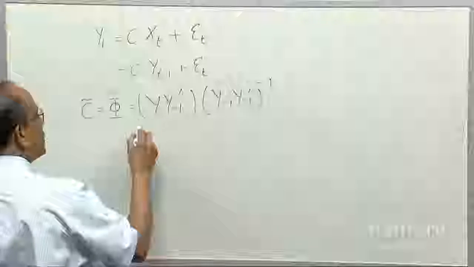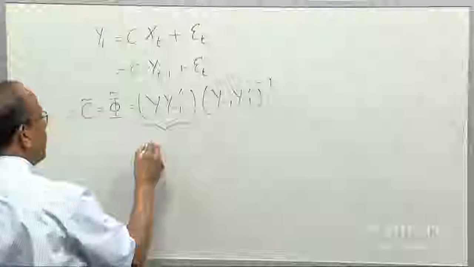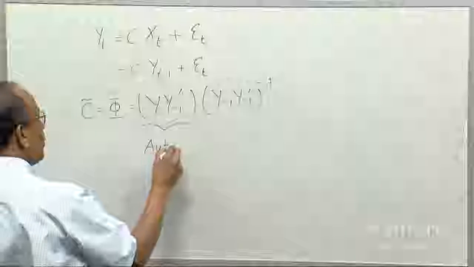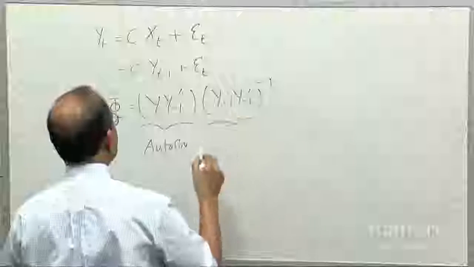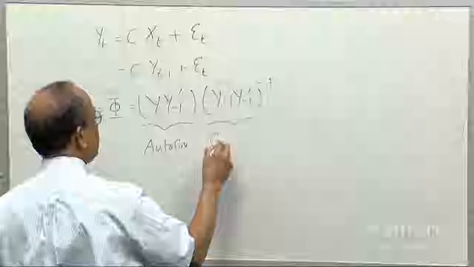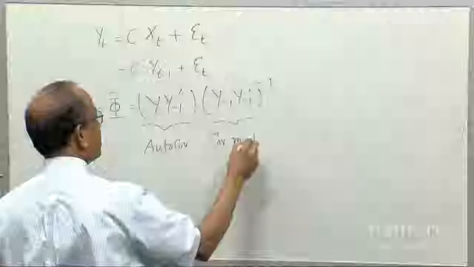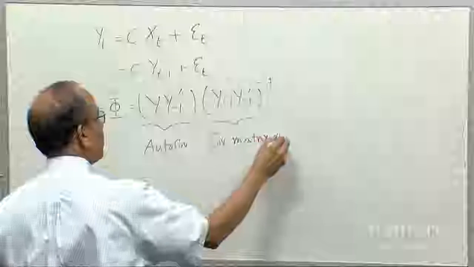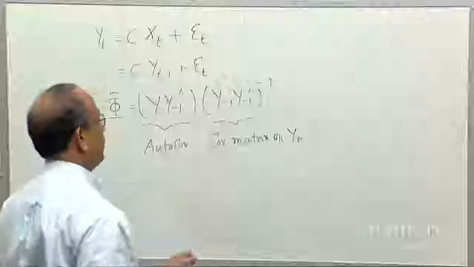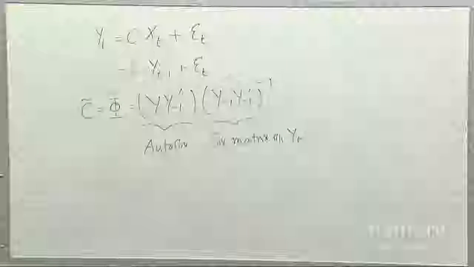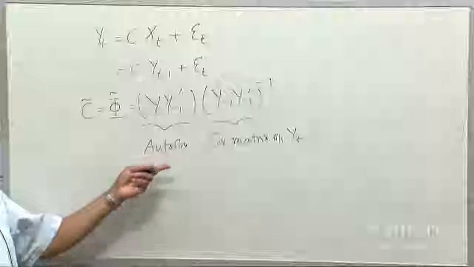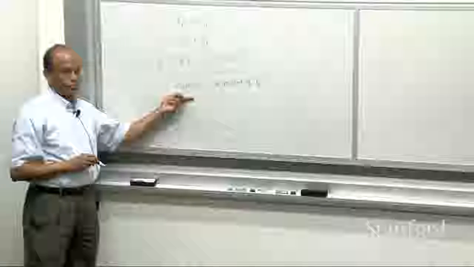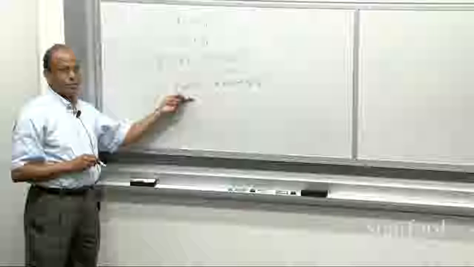This is the auto covariance matrix, and this is the variance covariance matrix of yt. If there is no time dependence, you should expect the auto covariance matrix to be 0, right? It should not have any information.